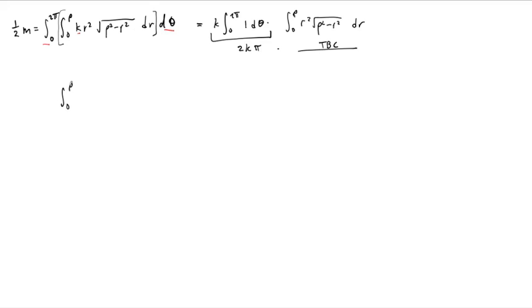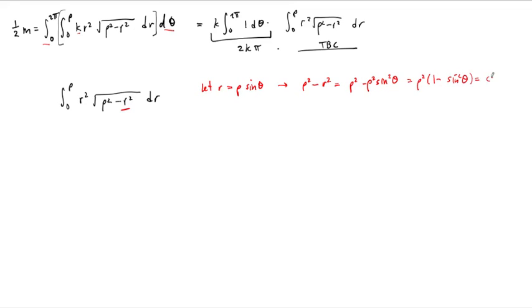So let's do it. Integral 0 to rho, r squared, square root, rho squared minus r squared dr. This integral should be done by a trig sub, so what we can notice is this is rho squared minus r squared. So we can say, okay, let's let r equal rho times sine of theta. Why? Because then rho squared minus r squared becomes rho squared minus rho squared sine squared of theta, which is rho squared times 1 minus sine squared theta, which is, of course, rho squared cosine squared theta.